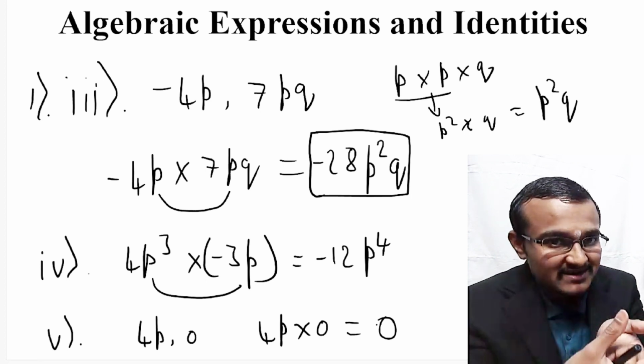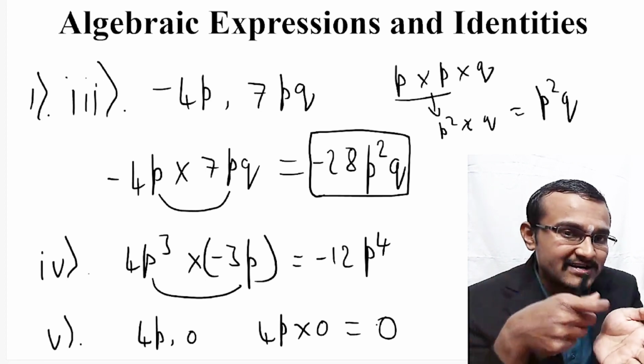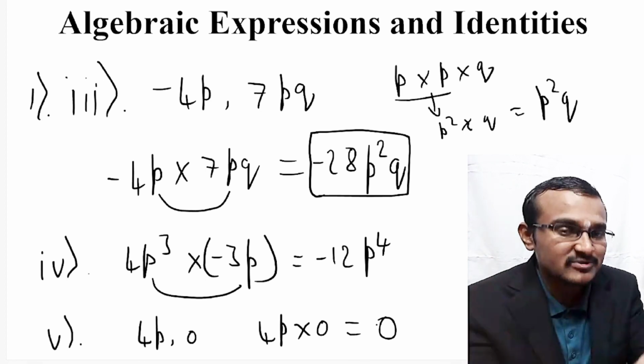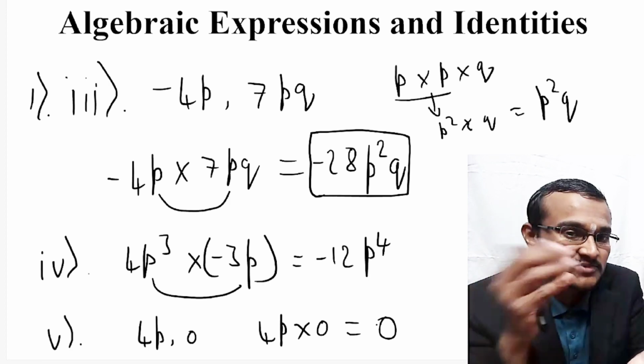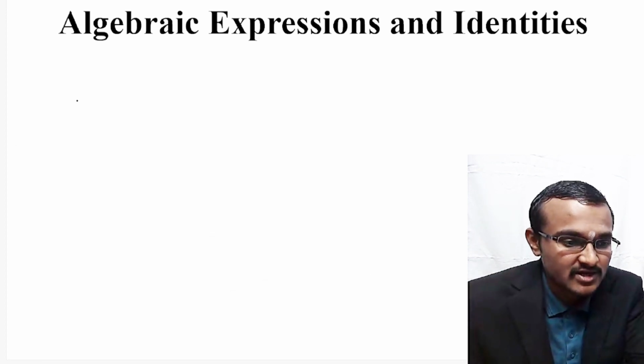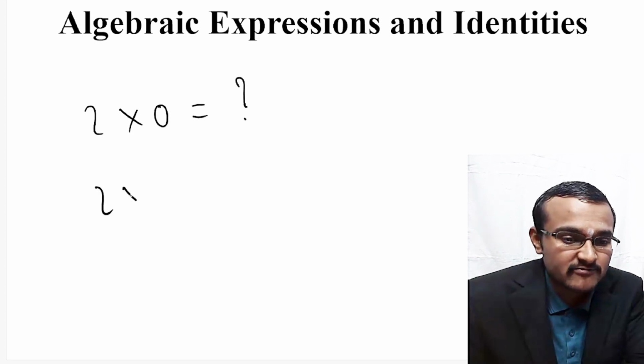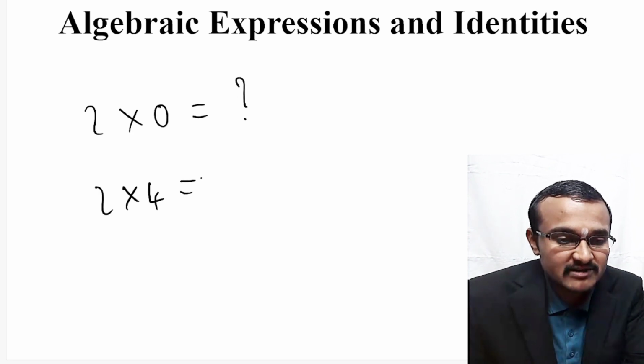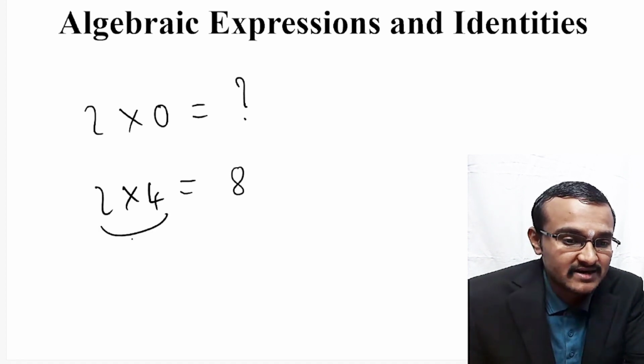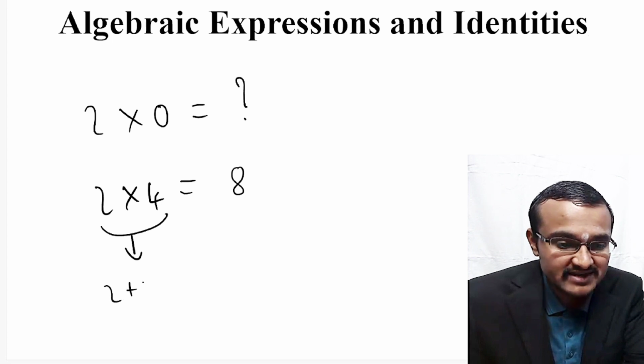So similarly, when you are adding 2 zero times, that means literally you are not adding 2 at all. So when you perform 2 into 0, what will be the answer? When you perform 2 into 4, it will be 4 2s are 8. Here the meaning of 2 into 4 means 2 plus 2 plus 2 plus 2.